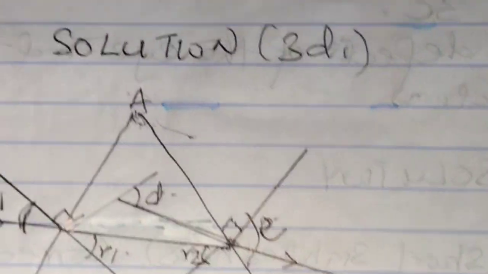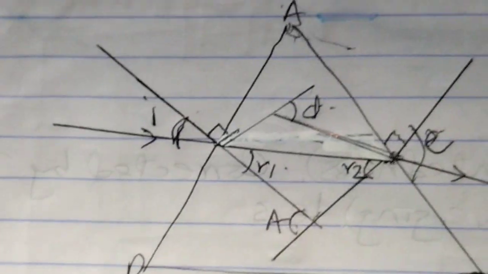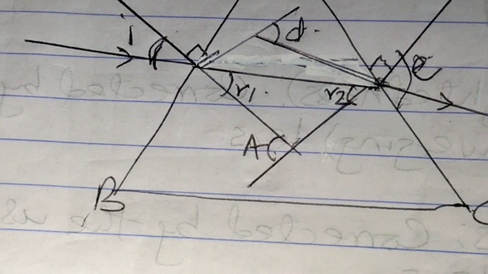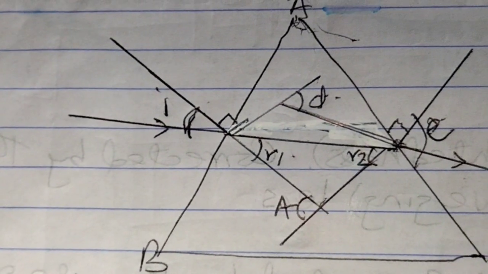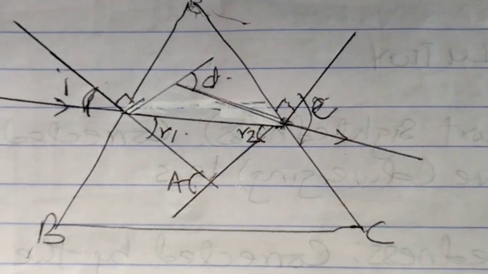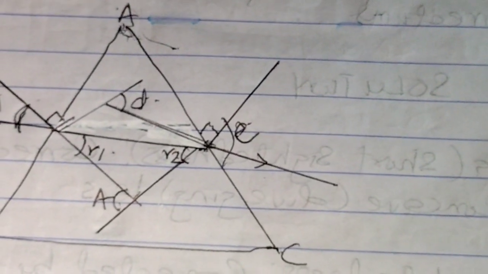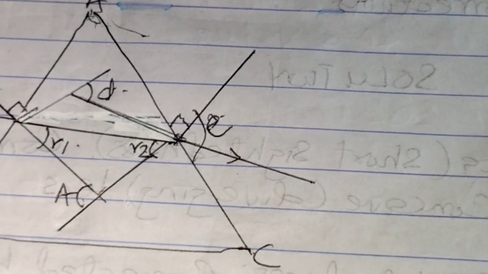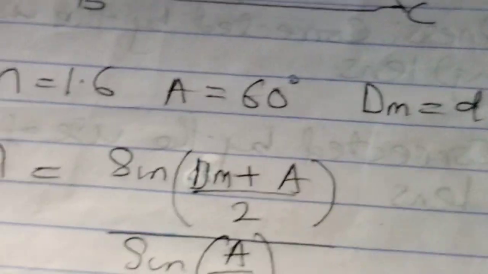Going to the solution, 3DI, this is a prism. You can see it's an equilateral prism. The angle at A should be 60 degrees, angle at B 60, angle at C is also 60. We see the incident ray and angle of incidence. We see R1, the angle of refraction on the face AB, R2, the angle of refraction on the face AC, E, the angle of emergence, and small d, the angle of deviation. We'll now move to the solution.